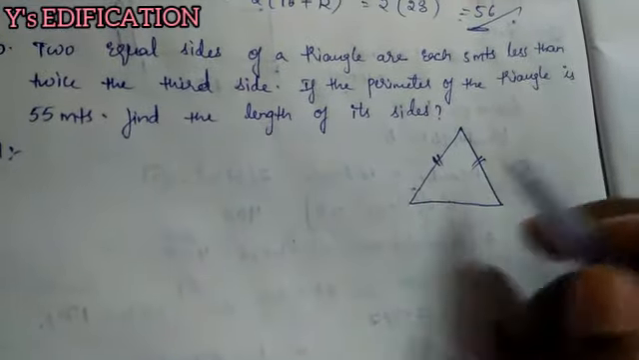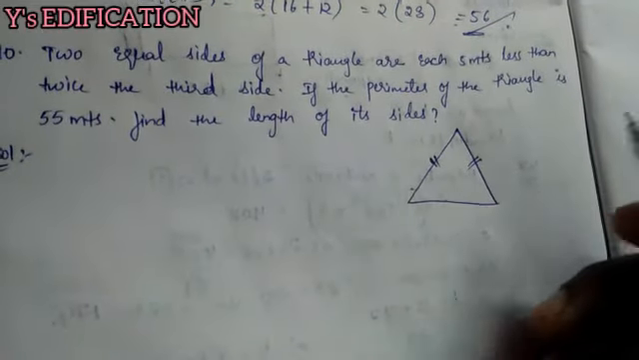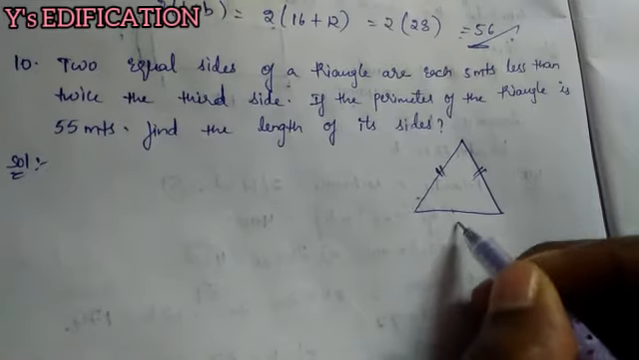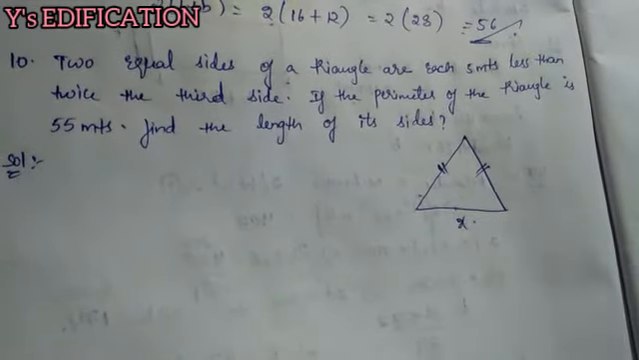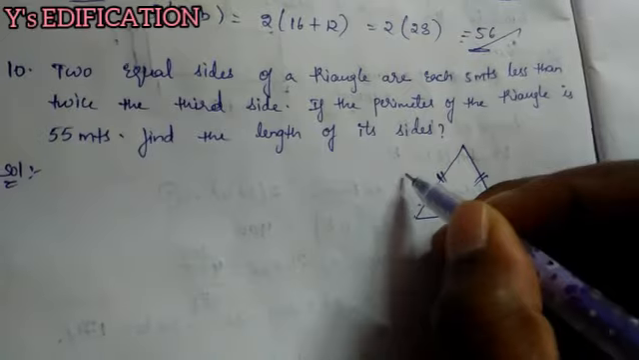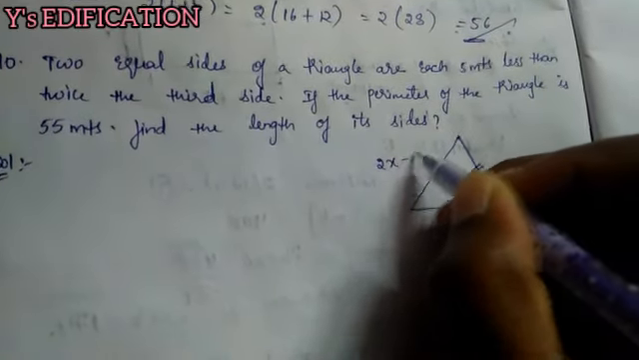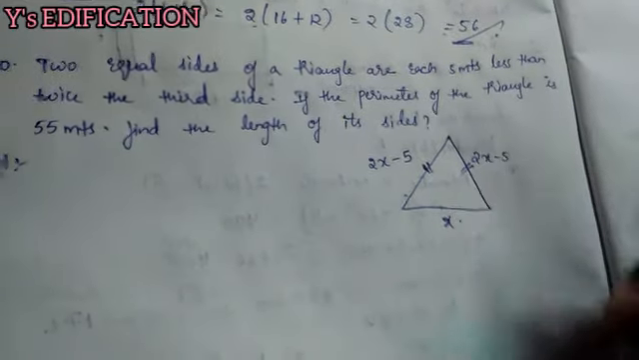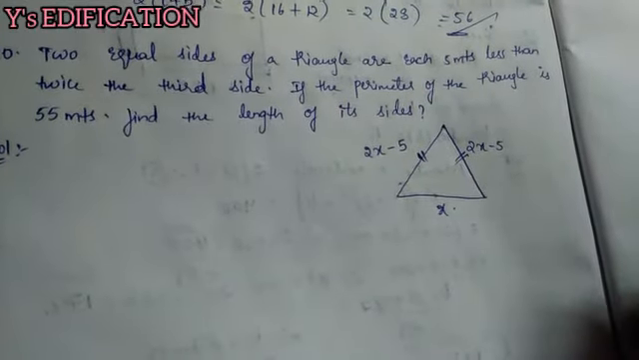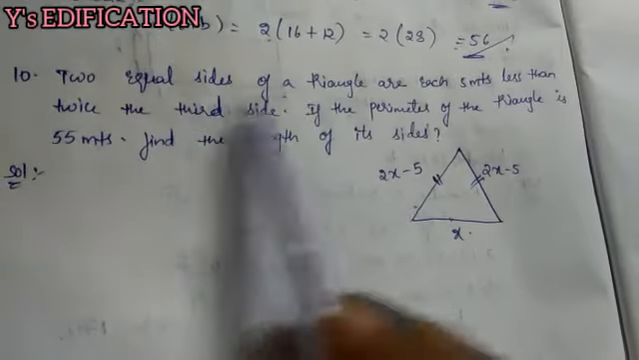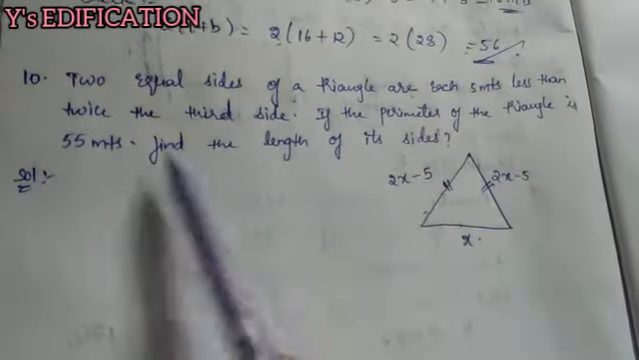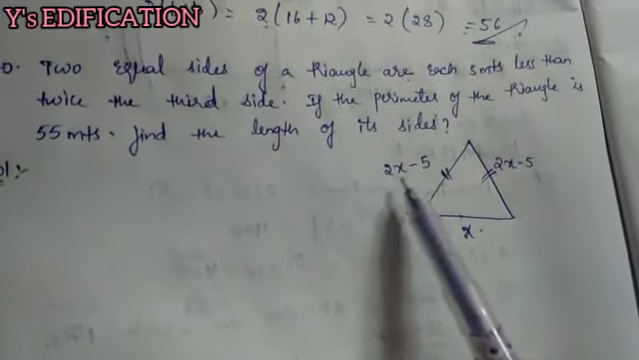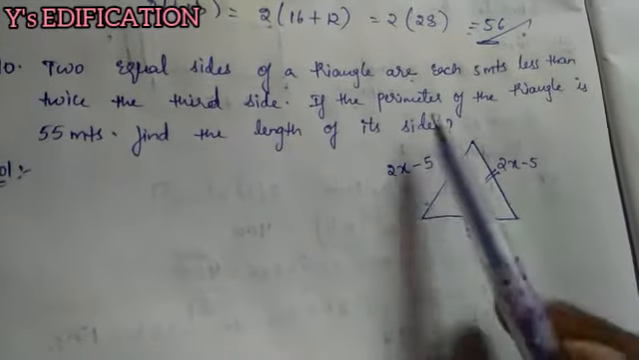Two equal sides of a triangle are 5 meters less than twice the third side, and this is the third side. Let the third side be x. So twice the third side means 2x, and 5 meters less, so 2x minus 5. This is also 2x minus 5. Third side is x, twice the third side is 2x, and 5 meters less is 2x minus 5.